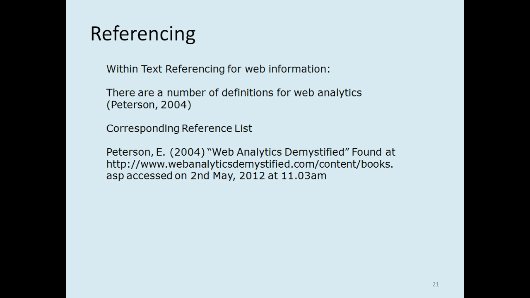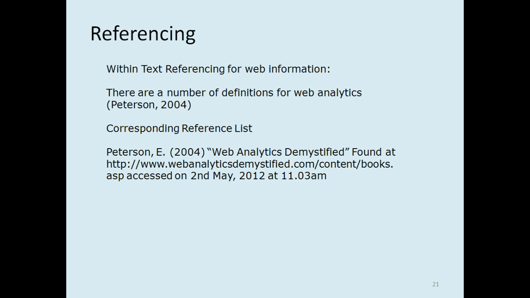So here, same principles again: surname, initial. If there's no surname, no author, use the company name. The year of publication, well, digital is going to be fairly fresh, so it could be 2014, 2015, whatever it may be. Then the title of the article or the title of the web page, okay, and then slightly different.